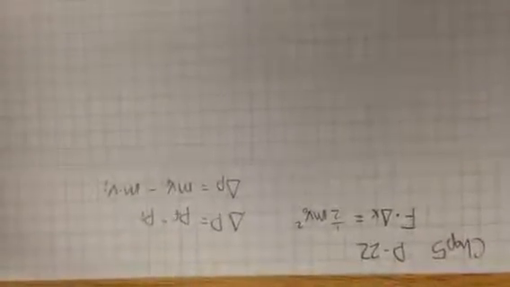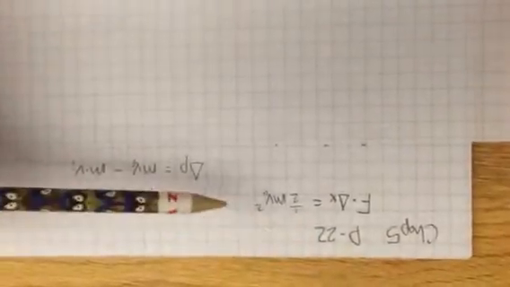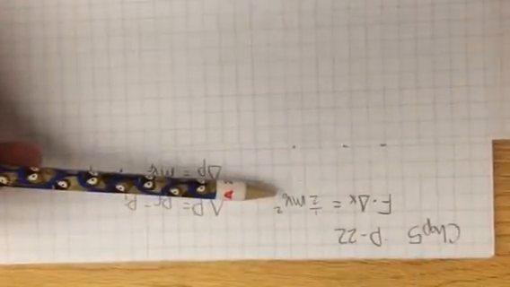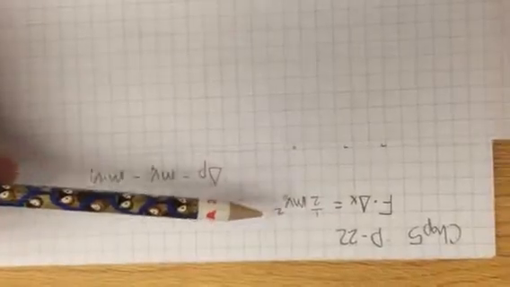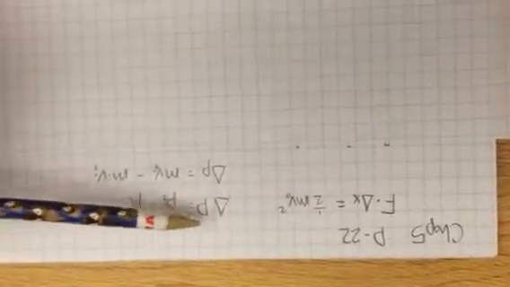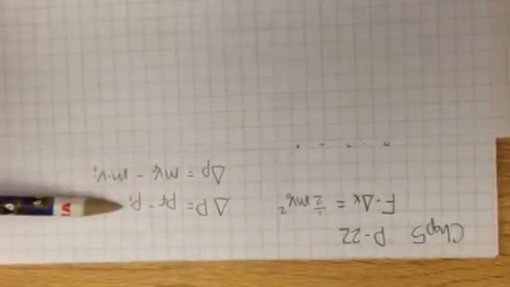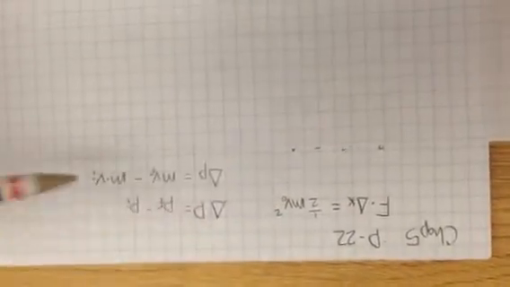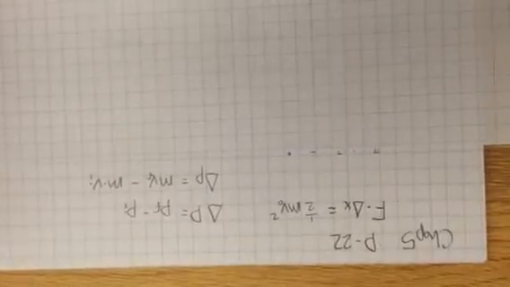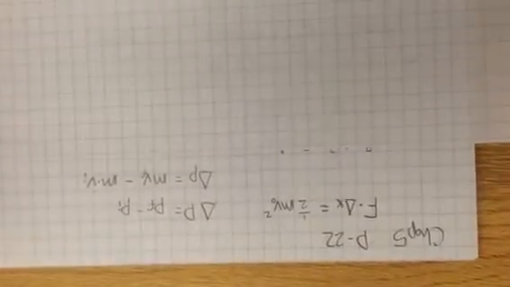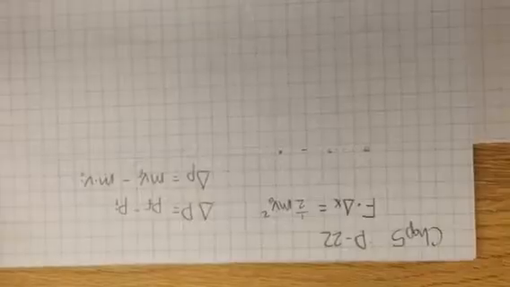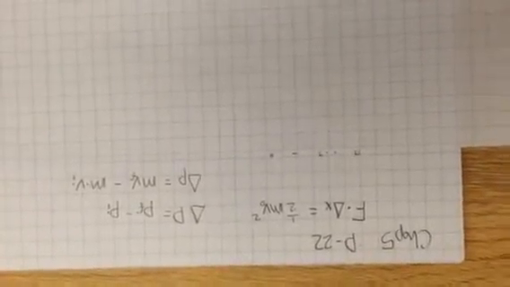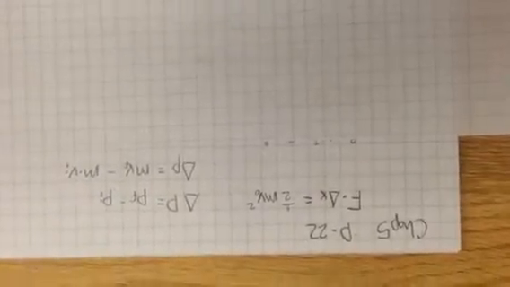Okay, so this is chapter 5, problem number 22. It's talking about a car running into a barrier, and they want you to show, using the impulse-momentum theorem, that this equation holds true. When a car runs into something, the bumper is what cushions the blow, and so the impulse allows for the deceleration to happen over a shorter period of time, so the impulse is less.